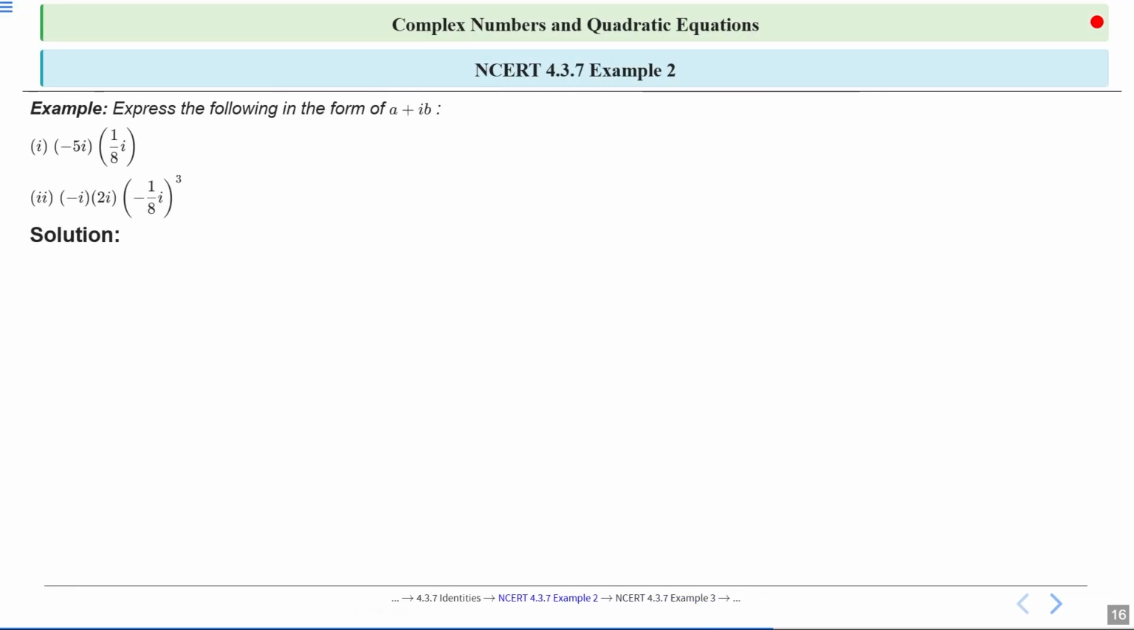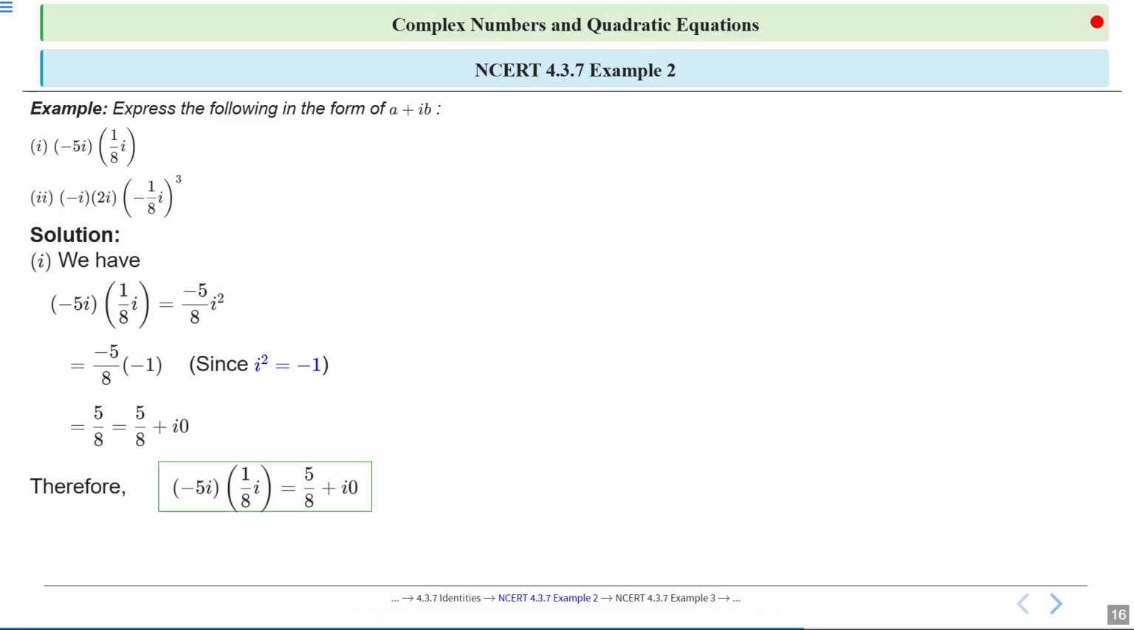So let's look at the solution of this example. For the first part, let's multiply the two terms: -5i × (1/8i). This equals -5i²/8. Since i² is -1, this is equal to -5 × (-1)/8, and this is equal to 5/8. It can be written as 5/8 + i·0. This is the result in the standard form a + ib, where a is 5/8 and b is 0.